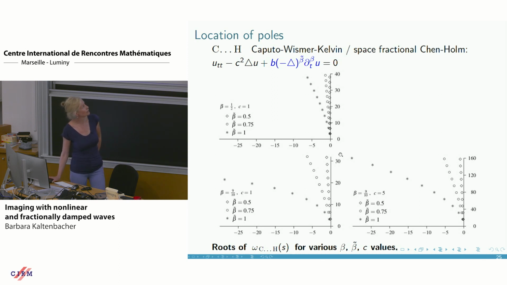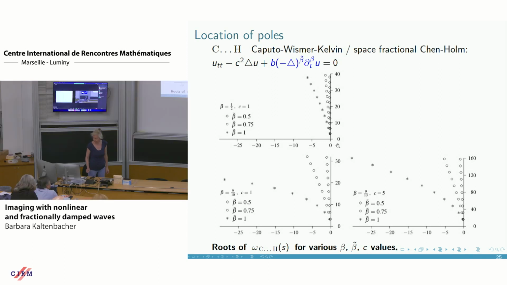And that's what is also visible here. So if you have weak damping, so if beta and beta tilde are close to 0, then we are close to the imaginary axis, and the problem is nice, so to say. But the stronger the damping is, the further we move away from the imaginary axis.